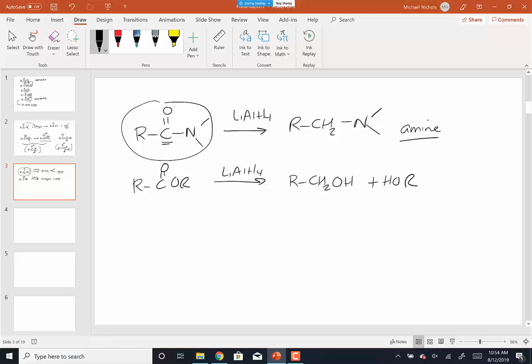So when we reduce an amide, we get an amine. But when we reduce an ester, it splits apart. So we get two alcohols.